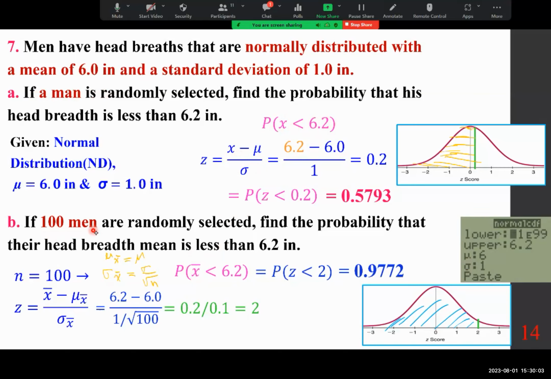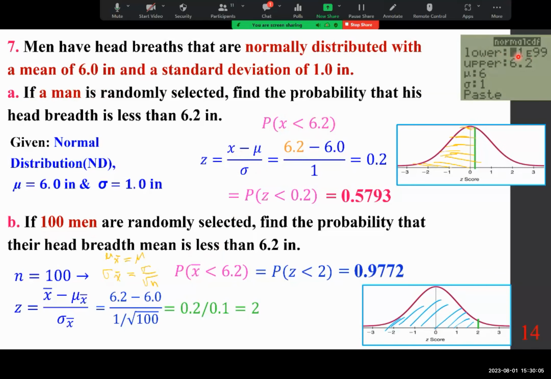If we were to use the technology. So for the lower, if you don't put anything, they use this number, and this means exponential 10 to the power of 99. This is negative, okay? But as I said, you can use minus 100 or minus 1000. The upper is 6.2, mu is 6, sigma is 1, and if you paste it, it gives you the same answer as here.